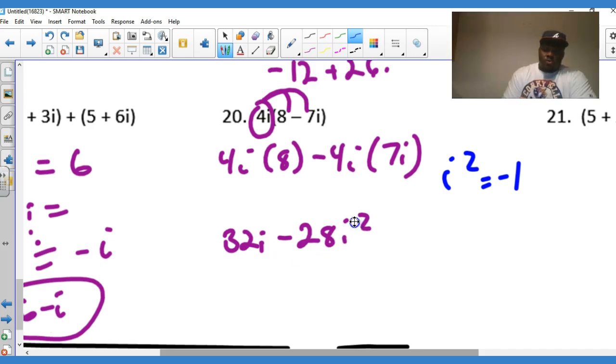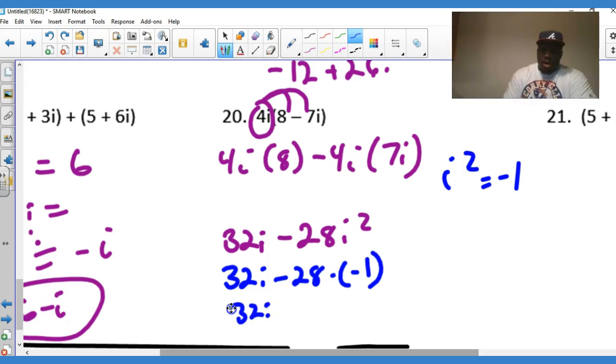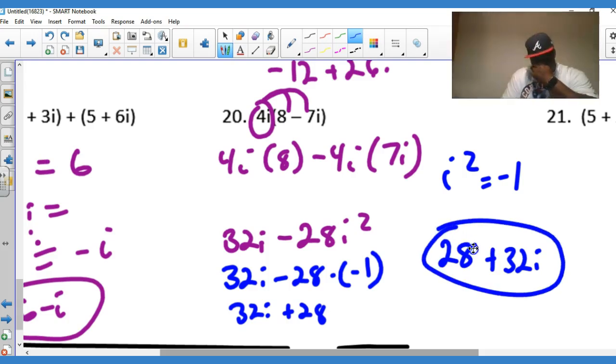Now, if you remember, i squared, guys, is always negative 1. So if I turn i squared into negative 1, I have 32i minus 28 times negative 1. If I multiply negative 28 and negative 1, that's 32i plus 28. Negative and a negative is positive. So the final answer in standard form is 28 plus 32i. Right there, okay?